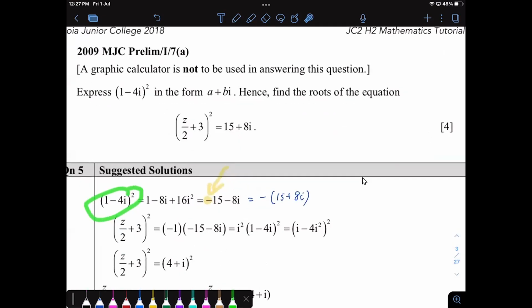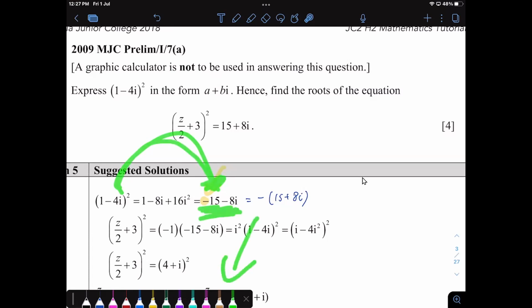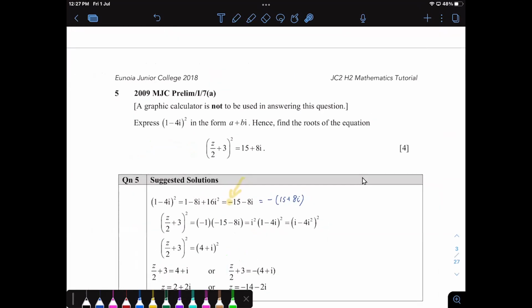You can write down whatever working just to satisfy their requirement of not using a GC. But at the end of the day, I'm not saying cheat, but use a calculator and get the correct answer, then copy from the calculator. You cannot tell me that you copy wrongly from the calculator. That's unacceptable. You do it manually, then you're just working hard unnecessarily and wasting time. Just use a calculator, get the minus 15, minus 8, write it down, and then you can continue. And that's a second point.